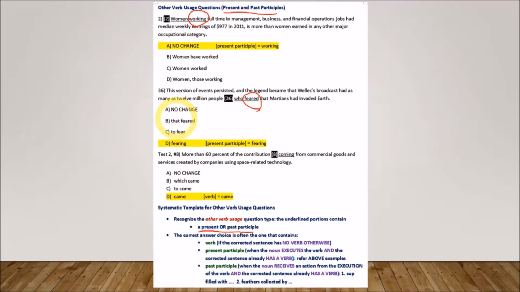Now this is very important. If the corrected sentence already has a verb, the correct answer, as we see in both answers for number 2 and 36, is often the choice that contains a present participle if the noun does the action. And as expected, because women do the working and people do the fearing, the correct answers for both numbers 2 and 36 contain present participles.